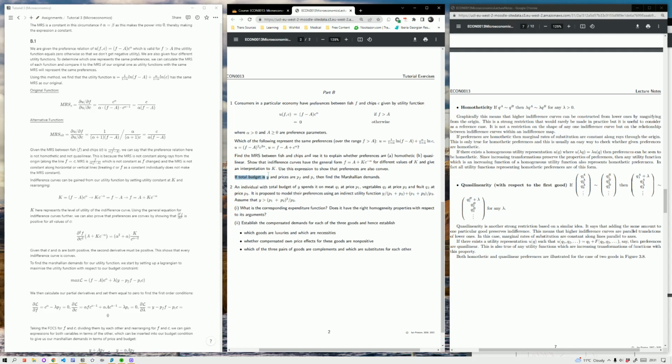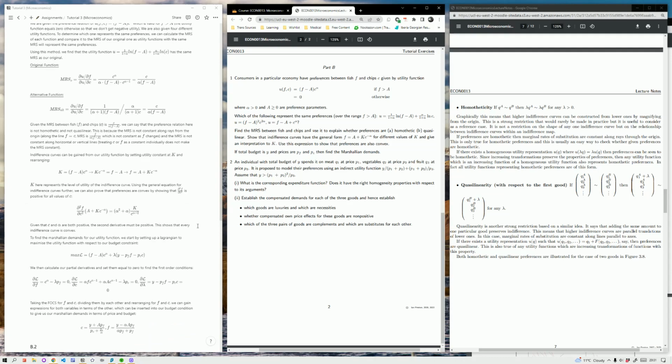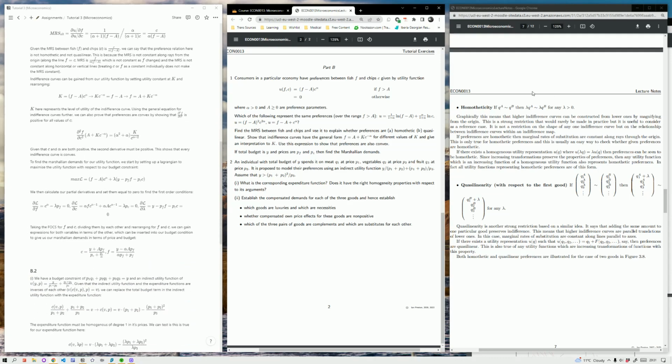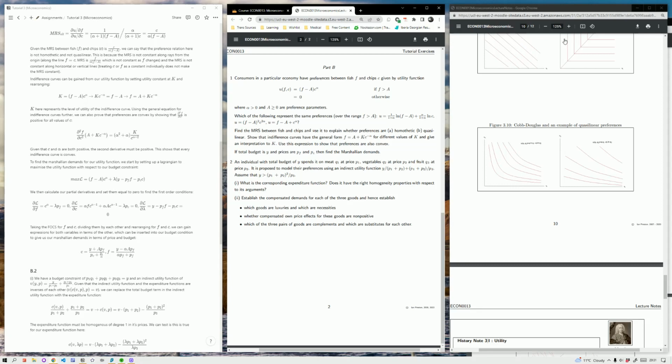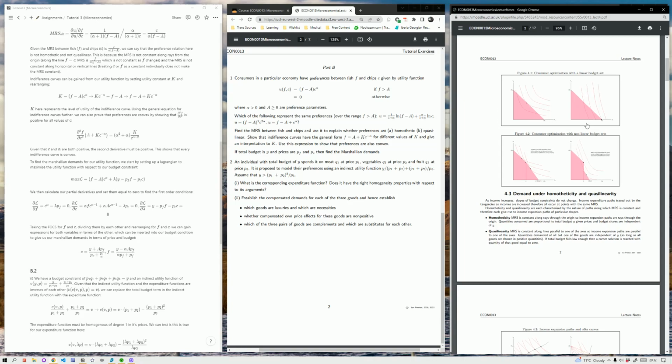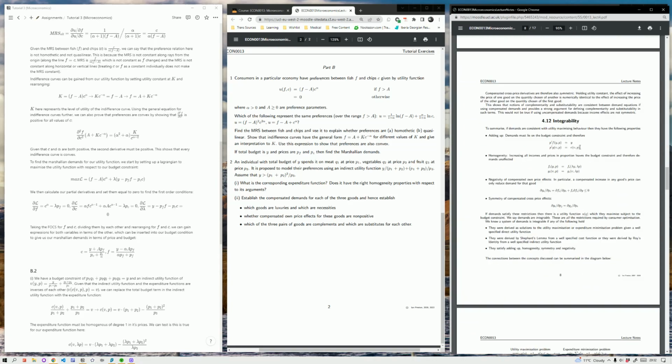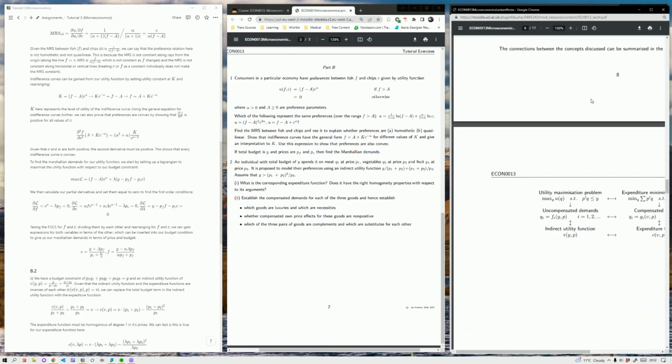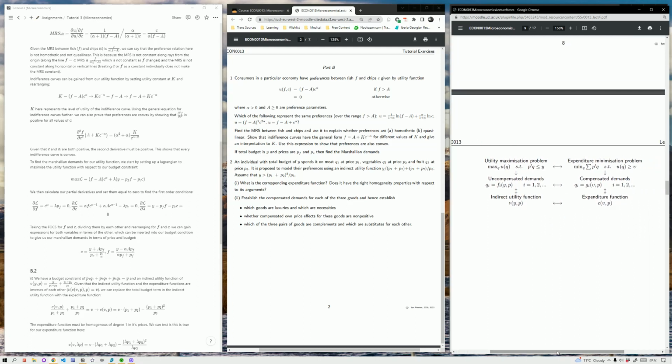Now, if total budget is Y and prices are PF and PC, then find the Marshallian demands. Getting demands is where this starts to become quite tricky. But Marshallian demands, you can think of it as like a Lagrangian. Now, if I go back, is this number 5 or number 3? I mean 4. Yeah, so this bit at the end of number 4 is quite good, because it tells you the relationships between all of them.